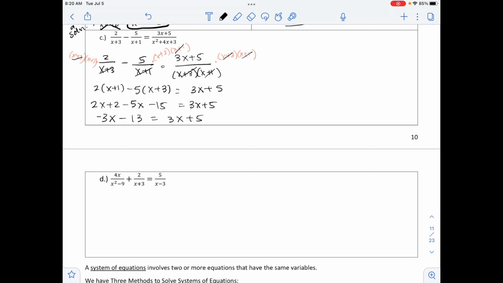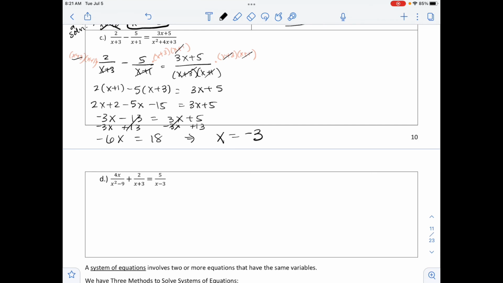I'm going to go ahead and subtract 3x on both sides. And I'll also add 13 on both sides to do 2 steps in one. So we get negative 6x equals 18. Dividing both sides by negative 6, we get x is equal to negative 3.